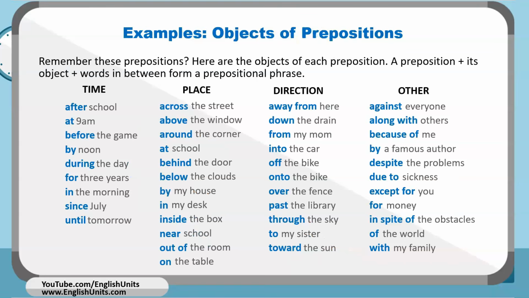Now I'm going to show you lots of examples of objects of prepositions. Remember these prepositions that we looked at before? After each preposition, I've added an object and underlined the object in orange. A preposition plus its object plus words in between form what we call a prepositional phrase. I talk about prepositional phrases in another video, but in this video, let's stay focused on prepositions and their objects.